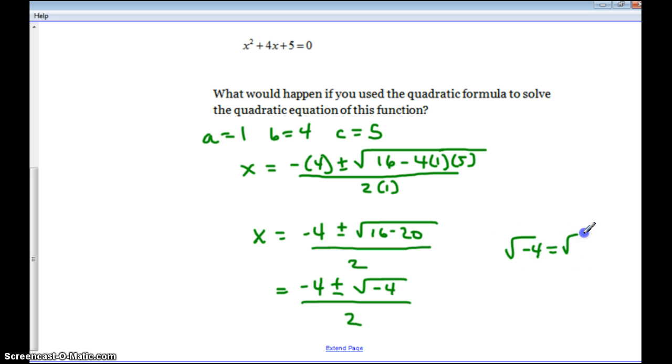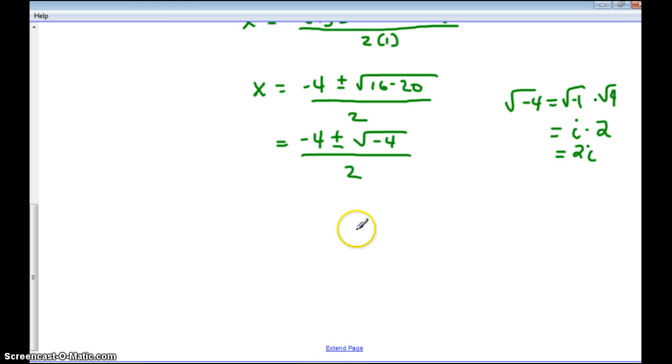Remember, we can break that into square root of negative 1 times the square root of 4. Remember, the square root of 4 is 2. And remember our definition for the square root of negative 1. That's our imaginary number. So we would have an imaginary number here of 2i. So let's see how that looks in our formula here. So if I have a negative 4 plus or minus, and we've simplified that square root of negative 4 to 2i, all over 2.